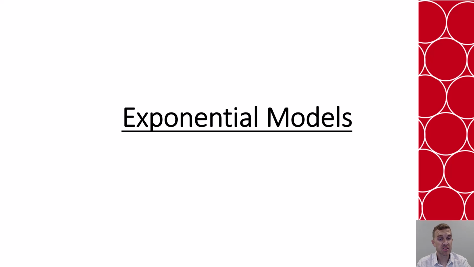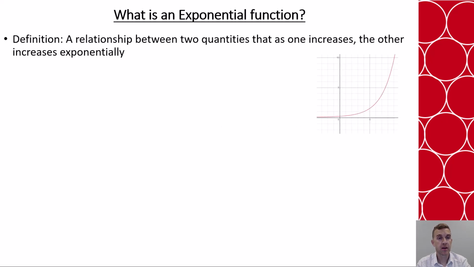In this video, we'll discuss exponential models. Now, an exponential model is a relationship between two quantities, and what happens is as one increases, the other value increases exponentially, so it increases at a much faster rate. So we have a standard form which is y equals a times b raised to the x plus c.